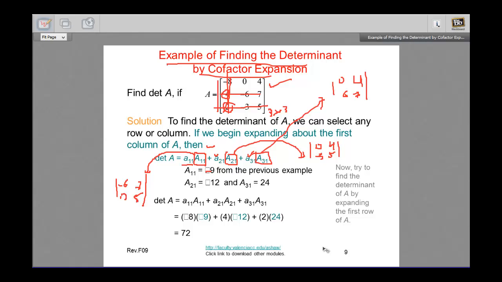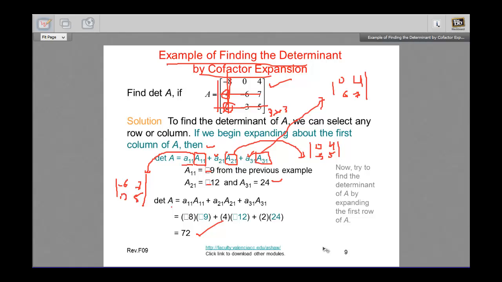Similarly, for A21 they will get -12, and for A31 they will get 24. Now combining all these three, you will get the answer equal to 72. So in this way we can find the value of the determinant. Either we can solve it row wise or column wise. This method is called the cofactor method.